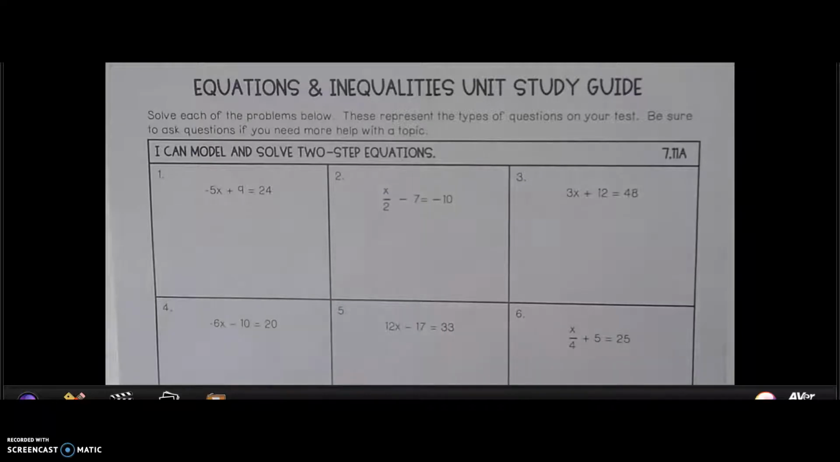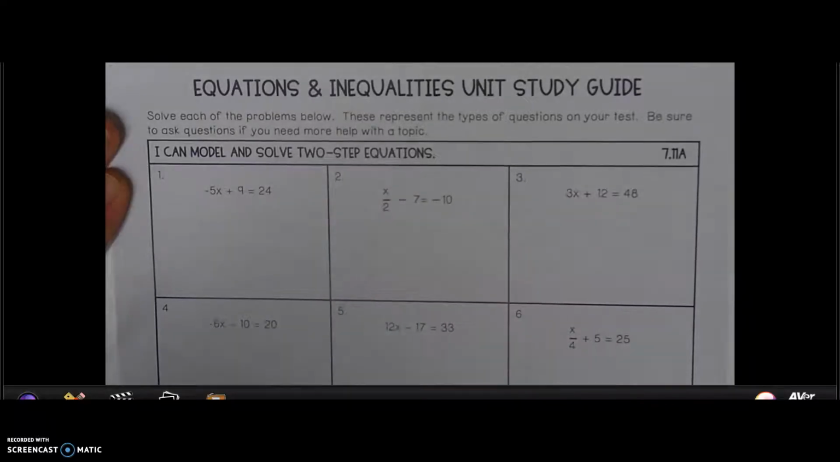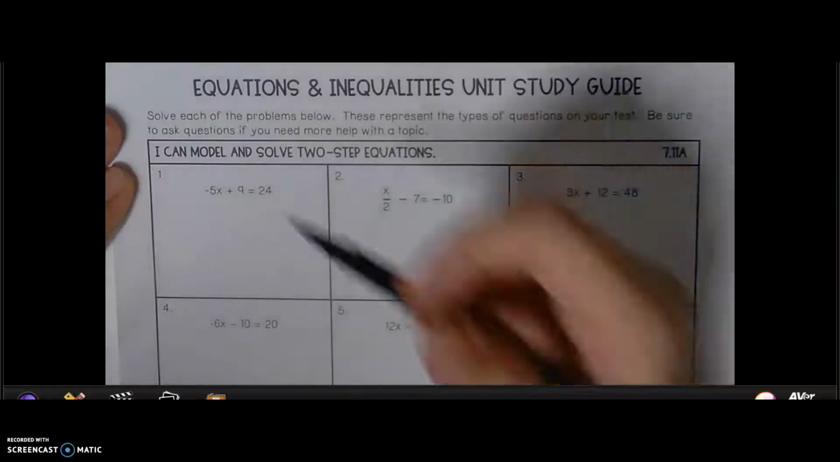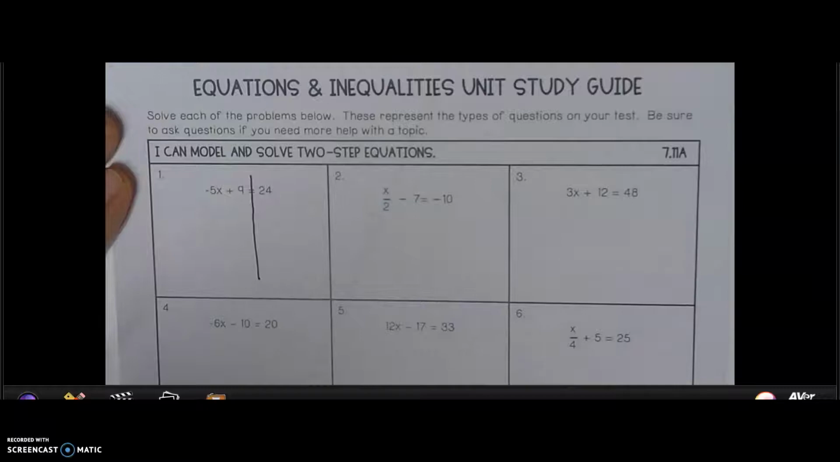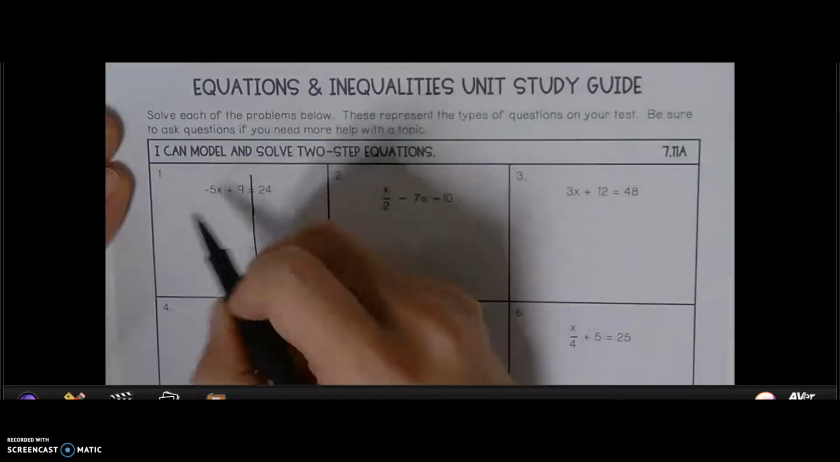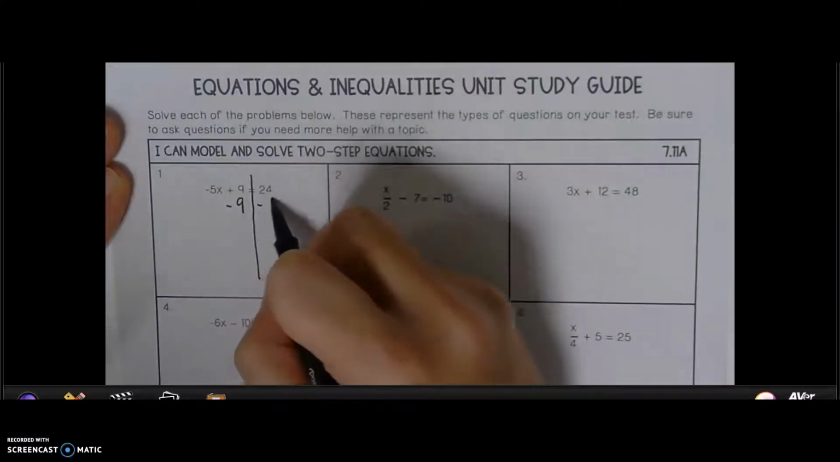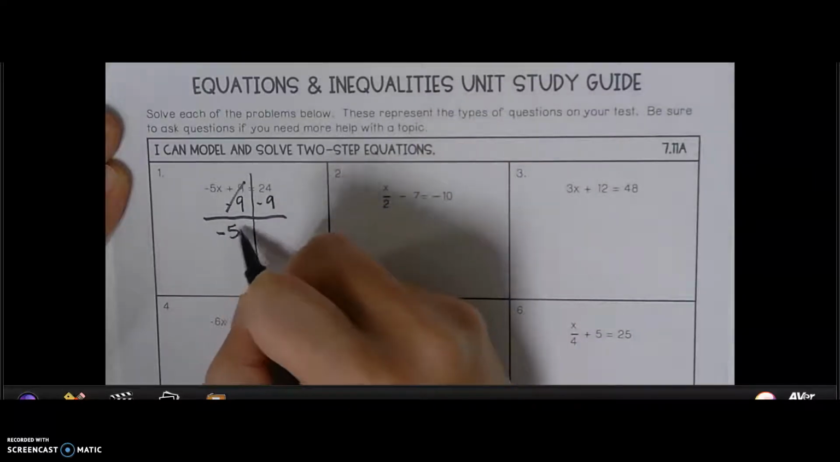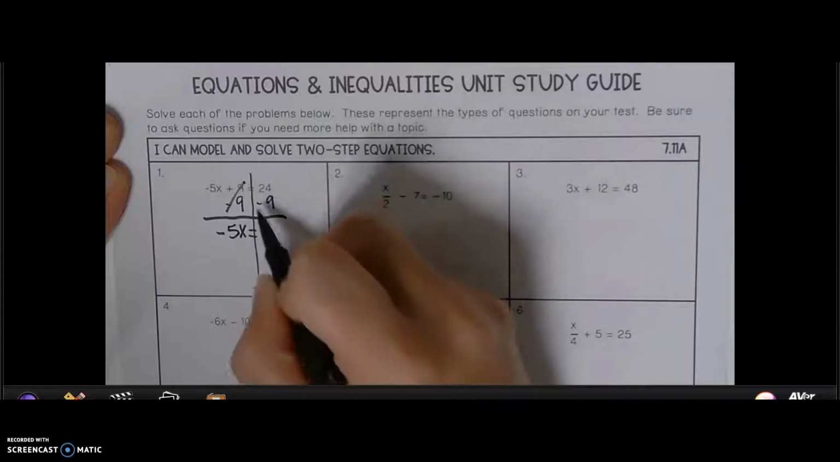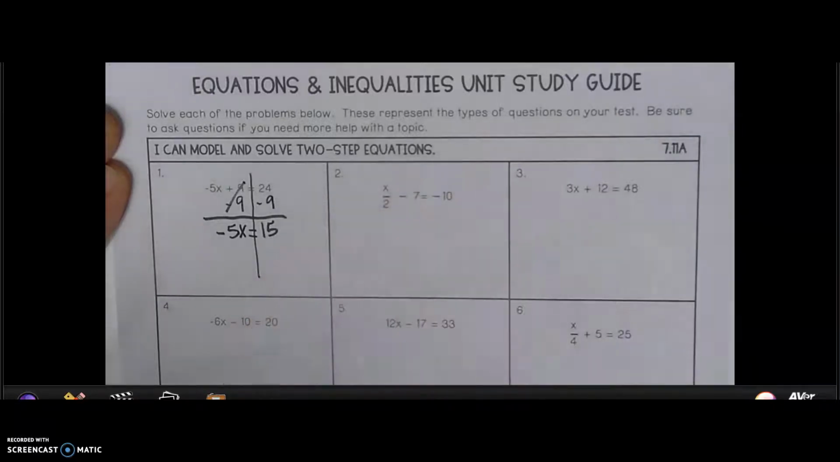The first one, I can model and solve two-step equations. We have negative 5x plus 9 is equal to 24. Now remember what the whole goal with equations is: to solve for the variable, which is x, or isolate the variable. I draw the line in the middle to keep the left and the right hand side separate so I can organize my thoughts. And then remember from here we are going to undo the constant first. Okay, so that will give me negative 5x equals 24 minus 9, which is 15.